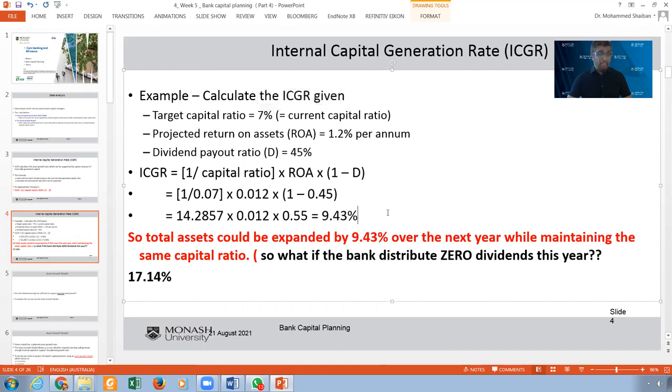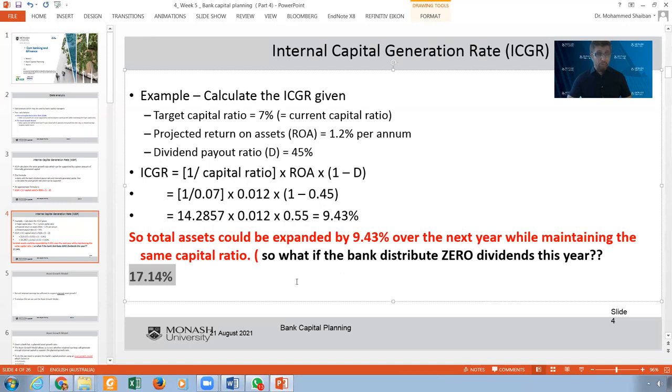Now, if I tell you there were no dividends, the first answer will tell me I will have more capital. You bet, you are right. Because if I take the D here, as I said, what if the bank distributes zero dividends? Of course, if you calculate it, you will find 17.14, and I want you to try it by yourself using the same numbers. So as you can see, I jumped from 9.43 to 17.14 if I decided not to pay dividends. So I can grow my assets up to this.